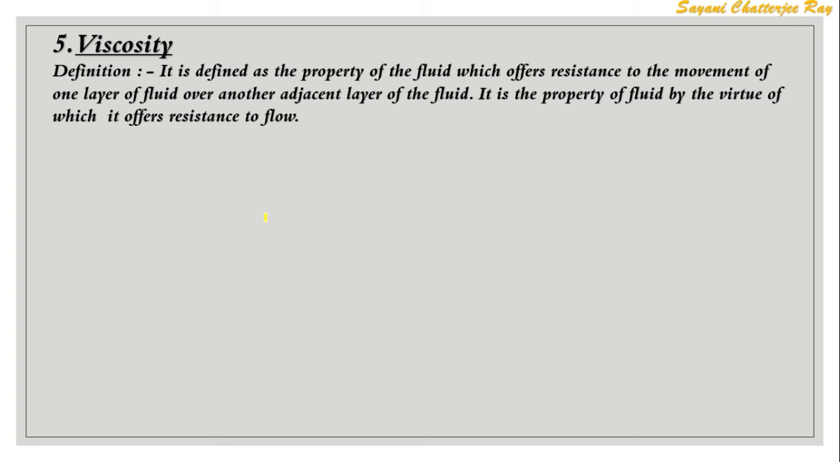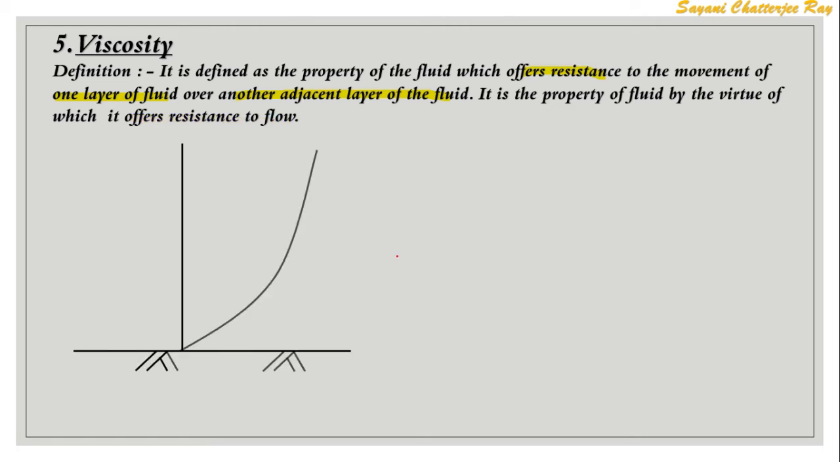Next is viscosity. It is the property of the fluid which offers resistance to the movement of one layer of fluid over another adjacent layer of the fluid. It is also defined as the property of the fluid by virtue of which it offers resistance to flow. Let us understand this concept with the help of a velocity profile or velocity variation near a solid boundary diagram. This curve which you can see is called the velocity profile.